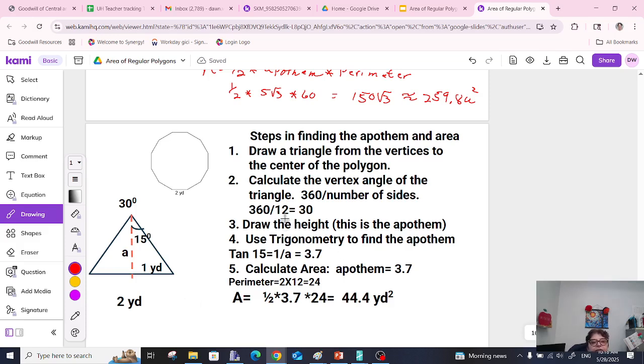Over here, and you could use trigonometry for all of them. So if you do not like special triangles, just use trigonometry because trig works for all right triangles. And all these will be right triangles because the apothem is a right angle. So the steps again are written, right?